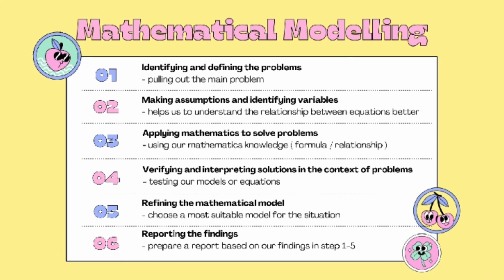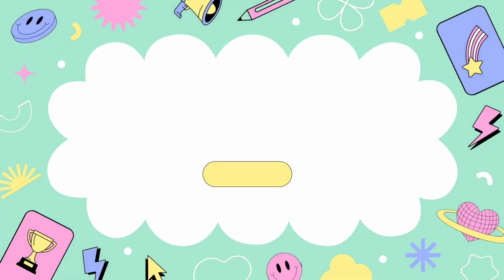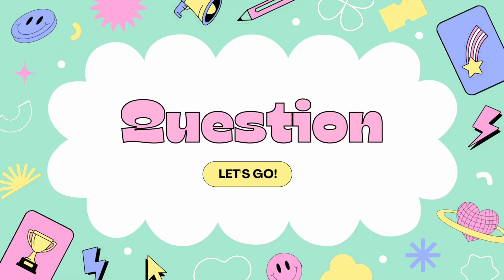Third, applying mathematics to solve the problems where our mathematics knowledge will play a big role. Fourth, verifying and interpreting solutions in the context problem by testing our models or maybe equations. Fifth, refining mathematical model as we need to choose a most suitable model for the current situation. Last but not least, reporting the findings based on our steps 1 to 5. Ainin and Sofiya will be explaining to you how to solve the problem by using step 1.